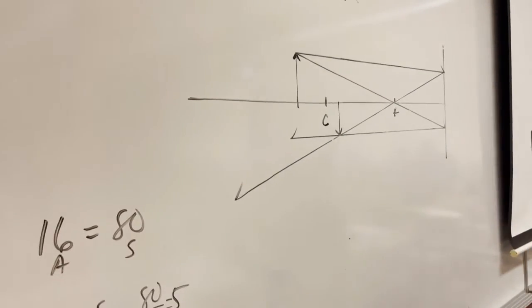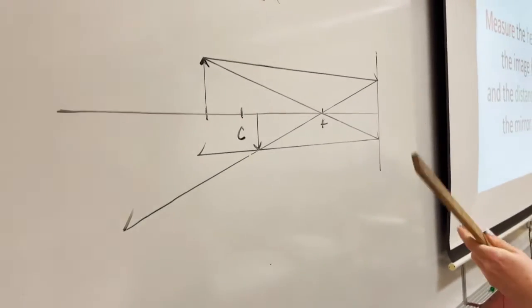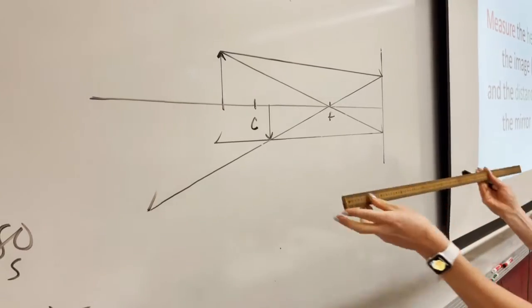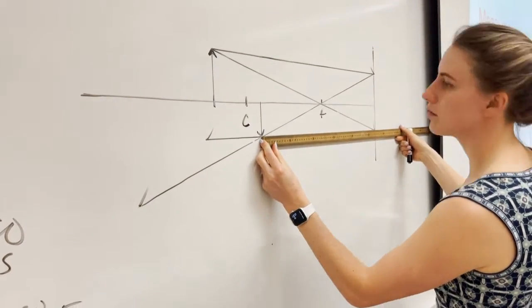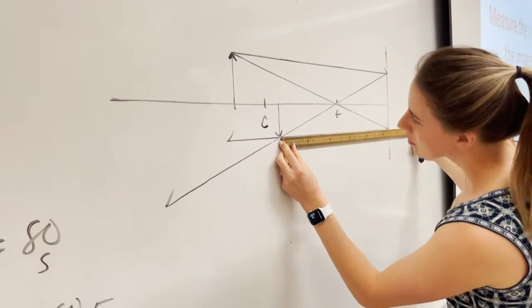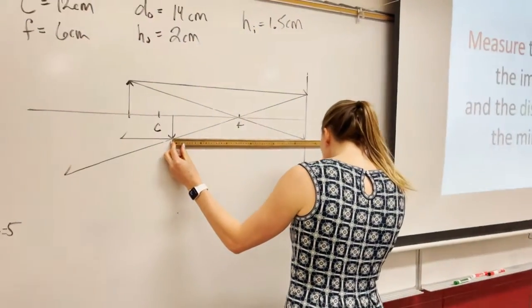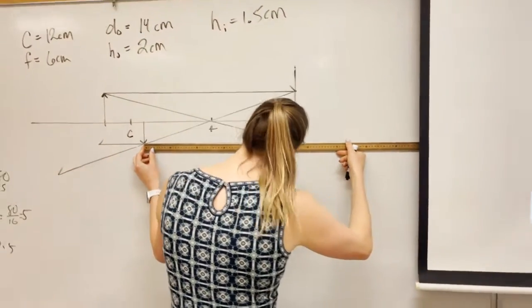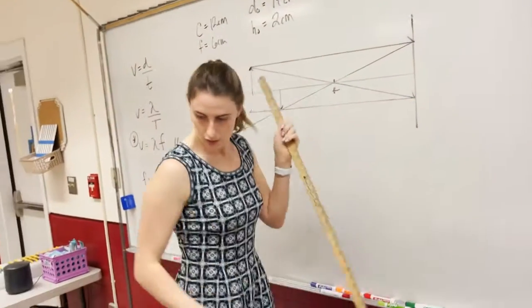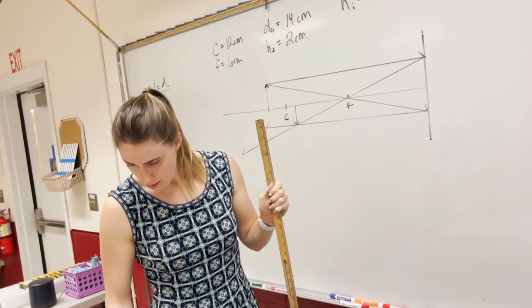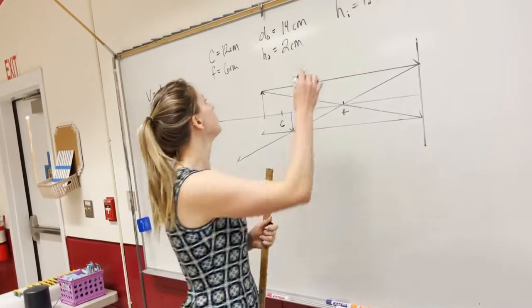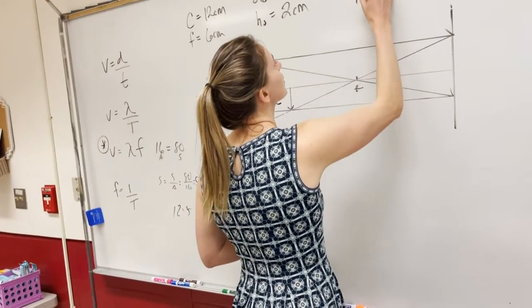Now the distance from the mirror to where the intersection is. Okay, so here's our intersection. So you boys and girls measure yours. We're measuring ours. And that'll be the distance to the image. And I get 11.1.